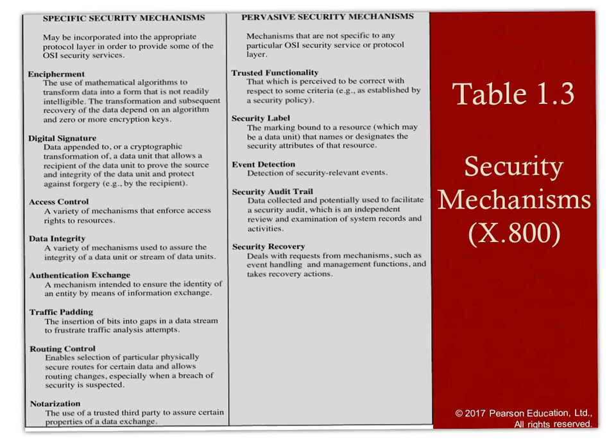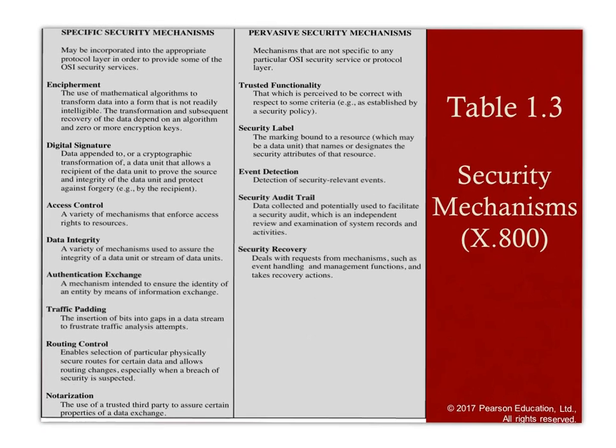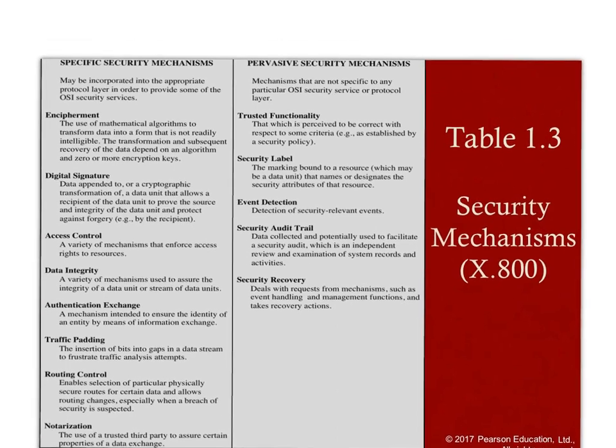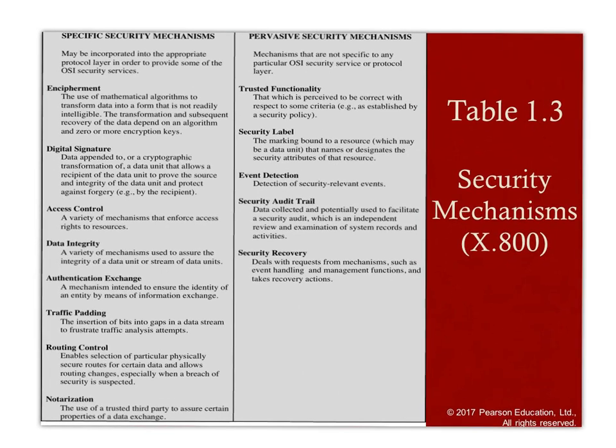So, these mechanisms can be categorized, similar to the fact that we categorize the services in terms of connection-oriented or connectionless. We talked about peer entity authentication, and we talked about connection-oriented authentication. Here we need to also specify the fact that these mechanisms are applied at a certain layer or at a certain level in the network stack. Okay, so for example, encipherment.